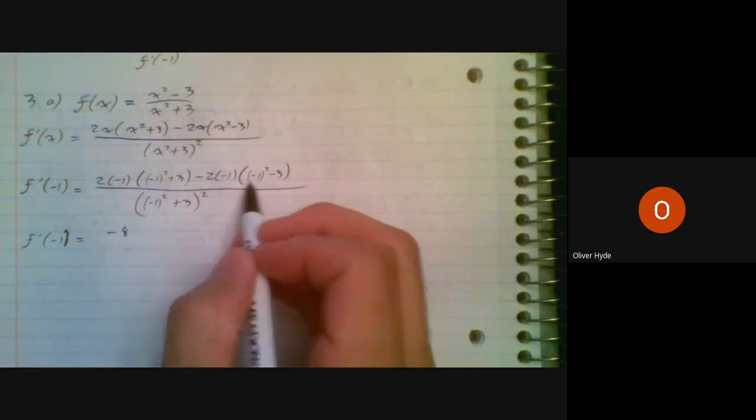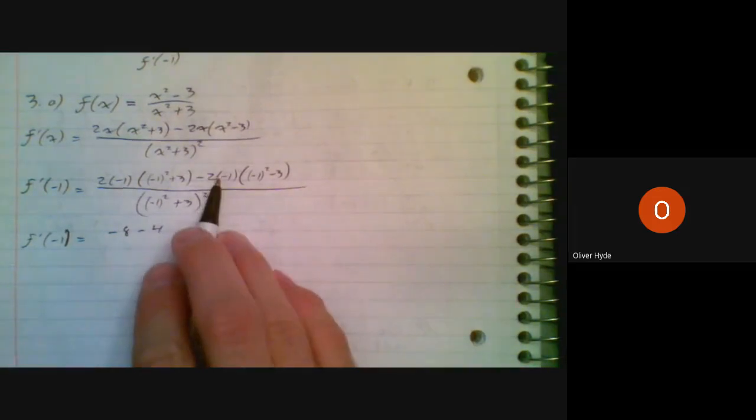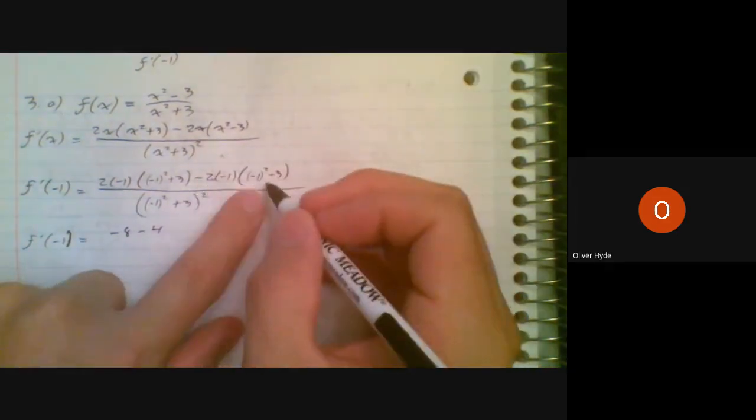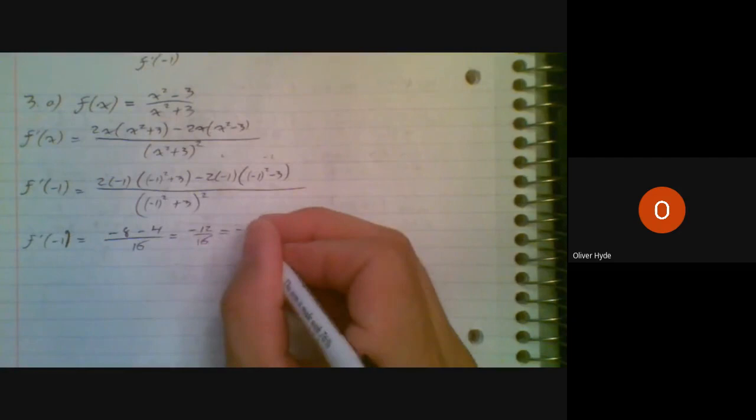1, 4, 8, -8. I don't know if I'm going to take it any further than that. 1, -2, +4, -4. Let me check that again. 2 times, that's 1, -2. Yeah, -4, I think. 1 plus 4, 16. What's that? -12/16, -3/4. Cool.